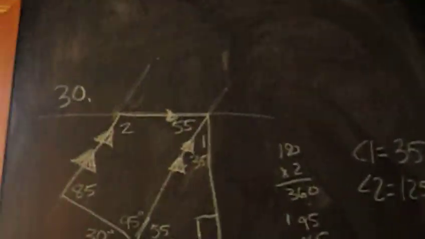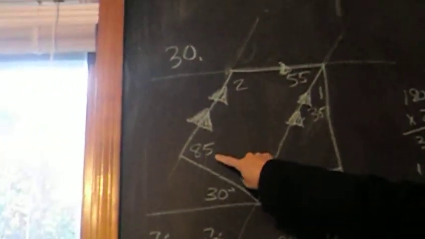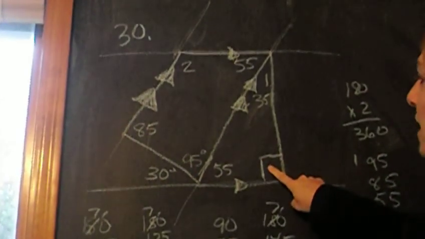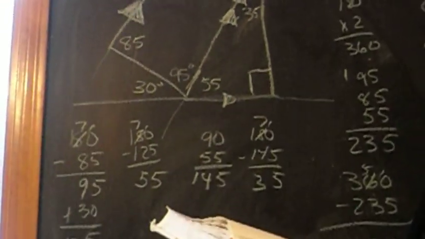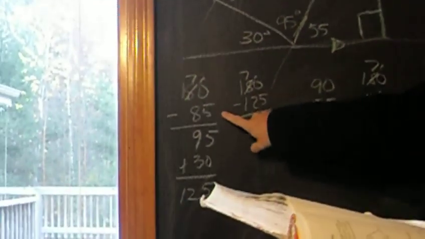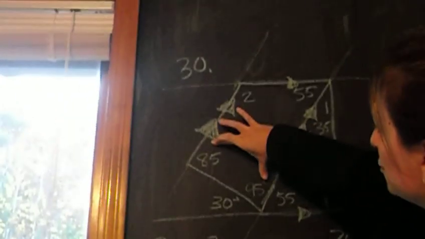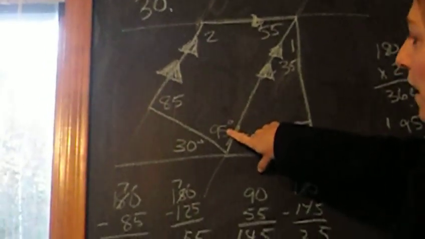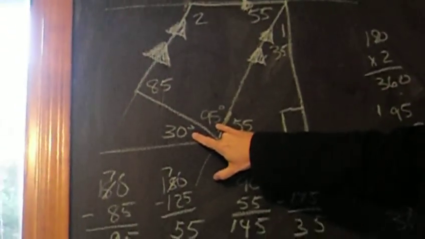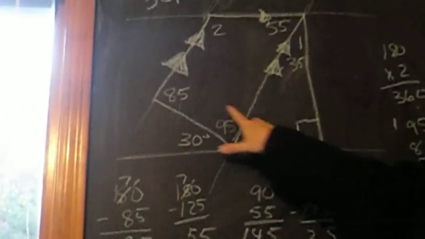And the last one I'm going to do today, this was a lot of work, but this is number 30. This was 85, this was 30, that was 90. The first thing I did was 180 minus 85 to get 95, because I knew that these two are same side interior, so they had to be supplementary. So I got that to be 95. I added these two together and subtracted what I got, which is 125, from 180 to get 55, so I could get that whole line.